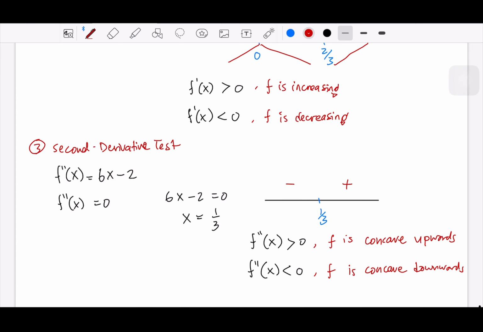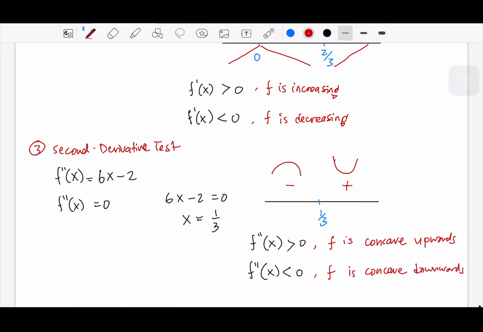And you could write or sketch the concavity. Upwards is like the letter U, and downwards is the opposite of this, the concave upwards. Okay, I hope you remember this concavity.